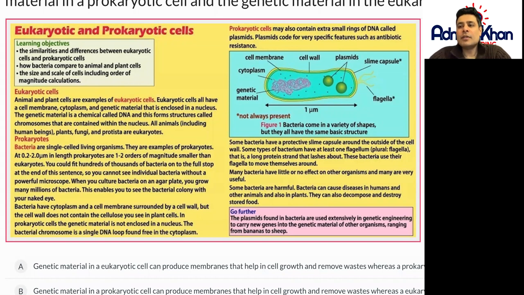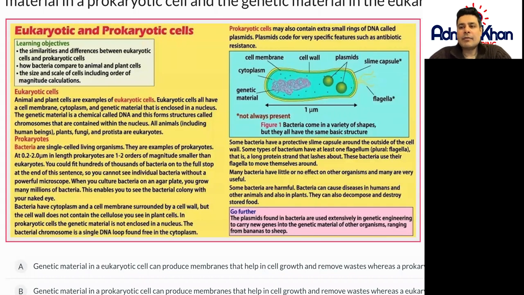This particular image shows that bacteria come in a variety of sizes and shapes, but they all have the same basic structure. Within the bacteria, they all have genetic material, a cytoplasm, cell membrane, cell wall, plasmid, slime capsule around it, and also a flagella.